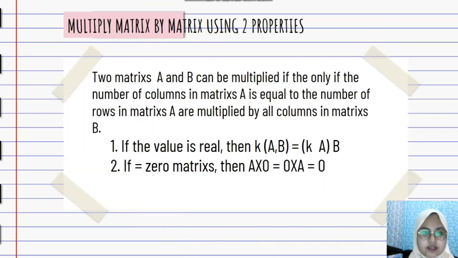Multiplying matrix by matrix, and the next trick, multiplying matrix by matrix using two properties. Two matrices A and B can be multiplied if the number of columns in matrix A is equal to the number of rows in matrix B. The rows in matrix A are multiplied by all columns in matrix B. 1. If K is a real number, then K times the brackets AB equals the brackets K times A times B. 2. If O is a zero matrix, then A times O equals O times A equals 0.